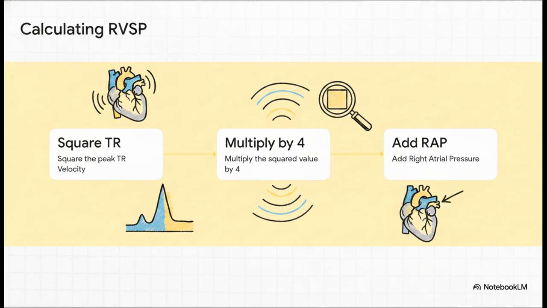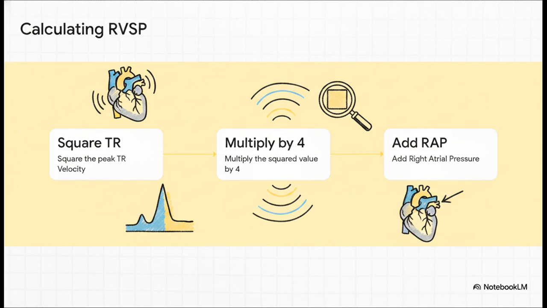Now, let's break down a very common one, calculating the right ventricular systolic pressure, or RVSP. We use this all the time to evaluate pulmonary hypertension, and it's basically a super simple 3-step recipe using tricuspid regurgitation, or TR. Step 1, you square your peak TR velocity. So let's say it's 3 meters per second. 3 squared is 9. Step 2, multiply that by 4. 4 times 9 is 36 millimeters of mercury.